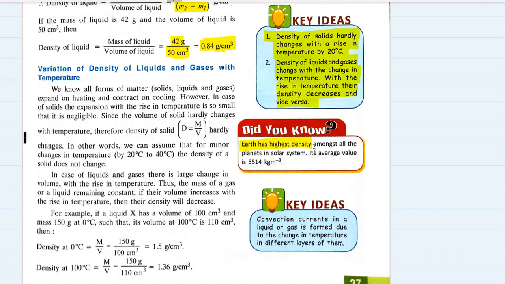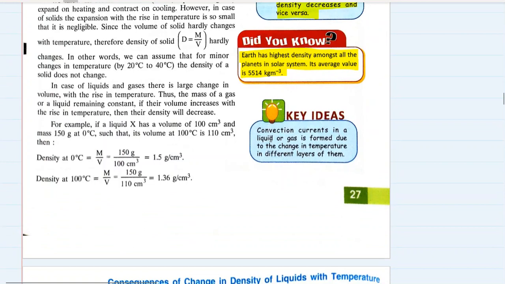Earth has the highest density among all the planets in the solar system. Its average value is 5514 kilogram per meter cube. Some extra knowledge for you.